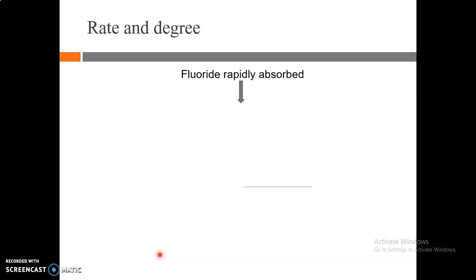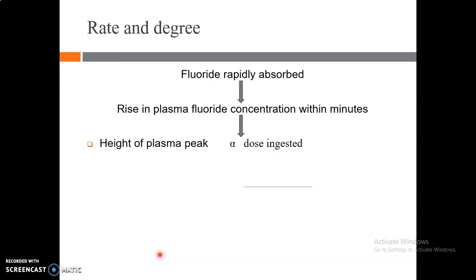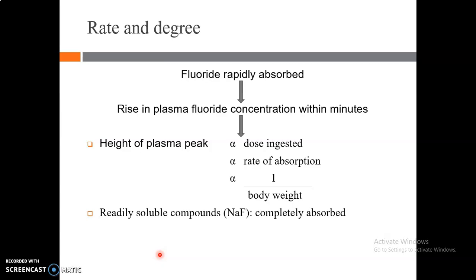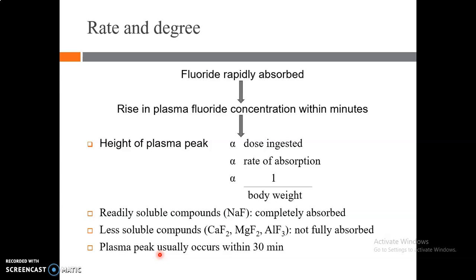The rate and degree of absorption: fluoride is rapidly absorbed. The rise in plasma fluoride concentration occurs within minutes of ingestion. The height of the plasma peak is directly proportional to the dose ingested. It is directly proportional to the rate of absorption, and it is inversely proportional to the body weight. The readily soluble compounds like sodium fluoride are completely absorbed, whereas less soluble compounds like calcium fluoride, magnesium fluoride, and aluminum fluoride are not fully absorbed. The plasma peak usually occurs within 30 minutes of ingestion of fluoride.